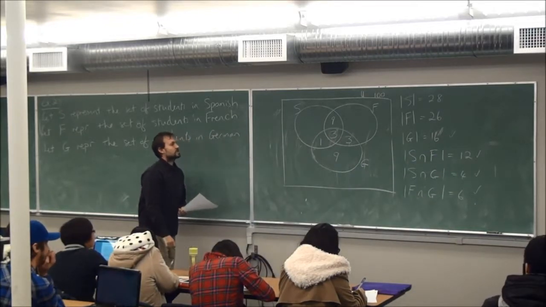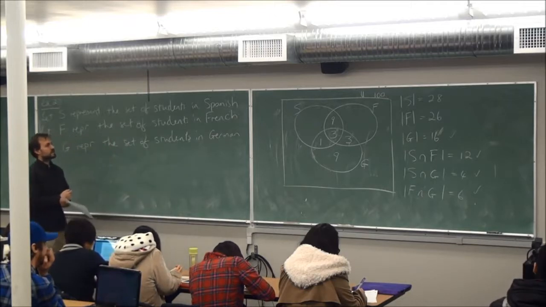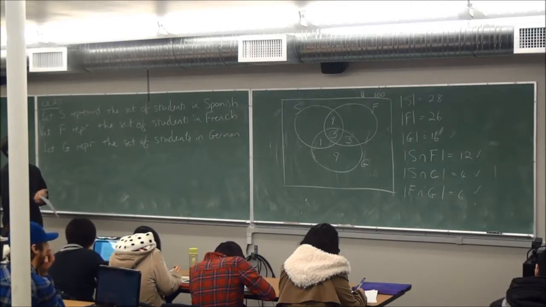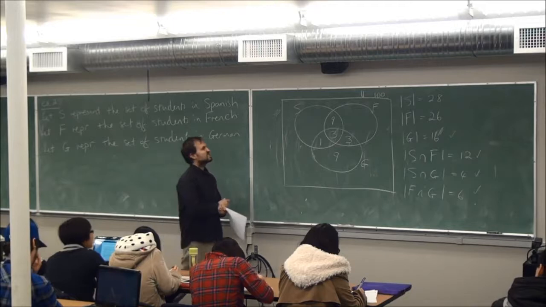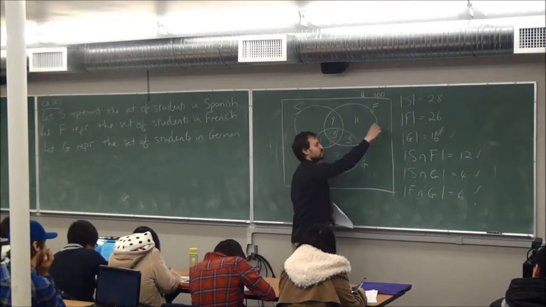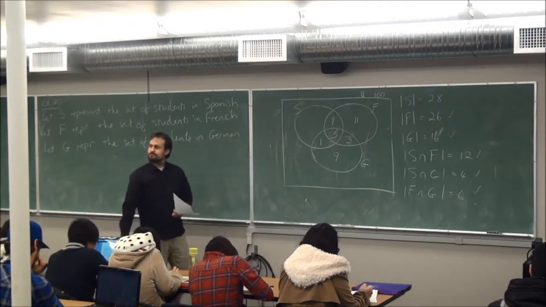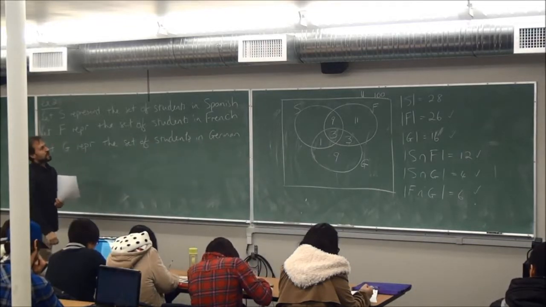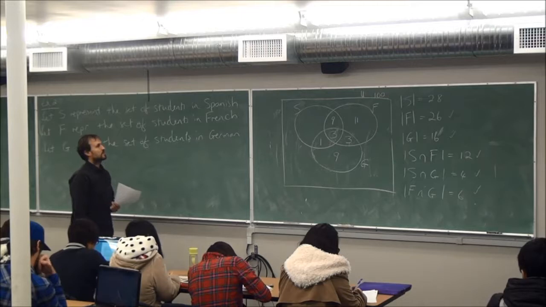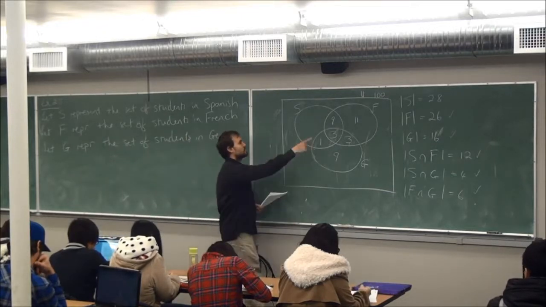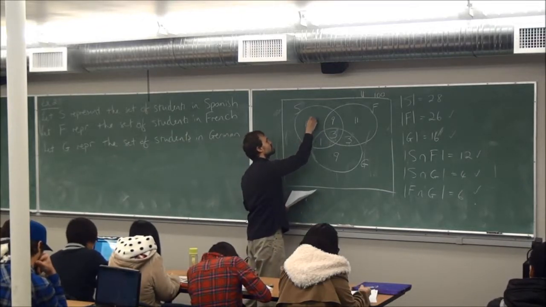French in total is 26. What do I have so far in my Venn diagram? 12, 15, 11. You have to check my arithmetic. 11. Spanish in total is 28. I have 13 so far, so it seems like a 15.